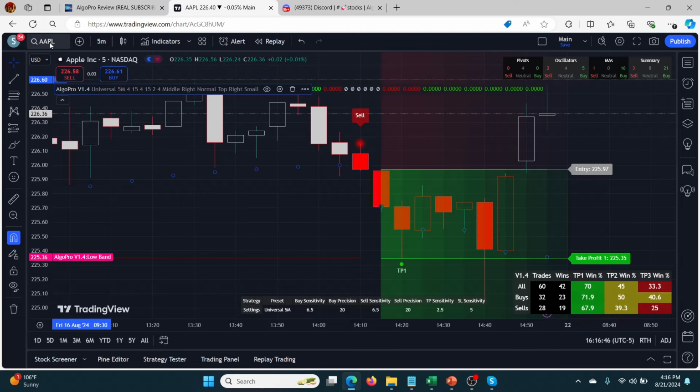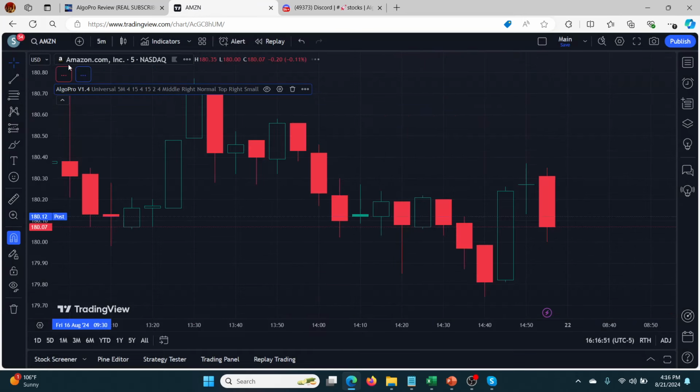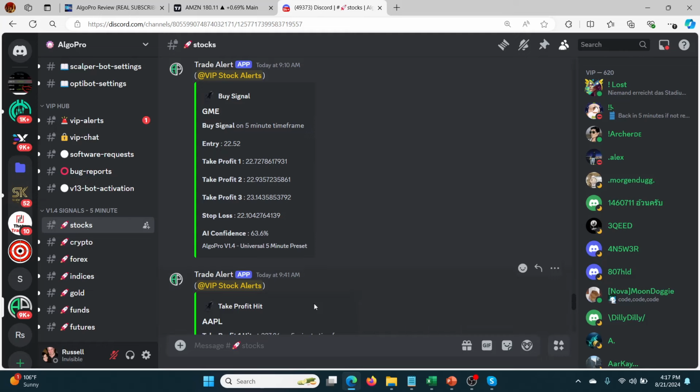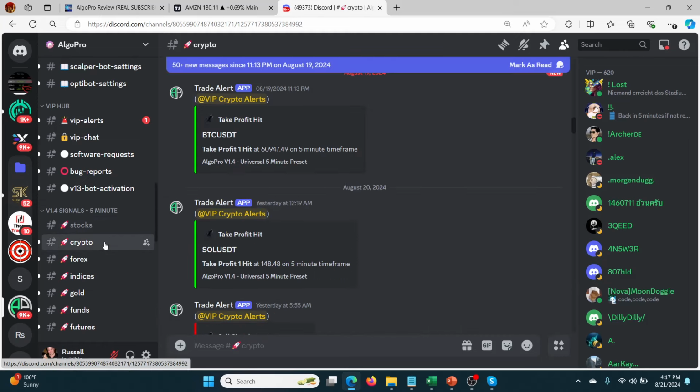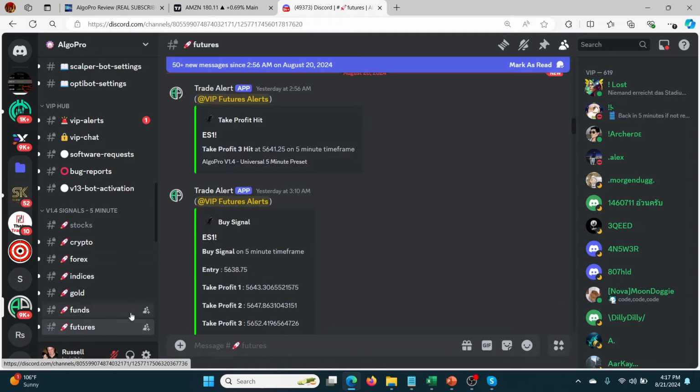And that's on Apple. And if we look at the Amazon one, you can see it's similar, a little bit less, but hitting profit target 1 is a little bit less, but hitting profit target 2 is a little bit more. So yeah, you can backtest this somewhat, and it's pretty interesting to go through and just look at what they have in this stocks thing. Now remember, they have crypto as well. I haven't looked at that much. Forex, indices, gold, funds, and futures as well. So futures like ES is there.